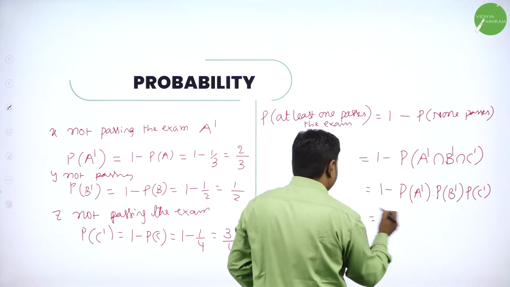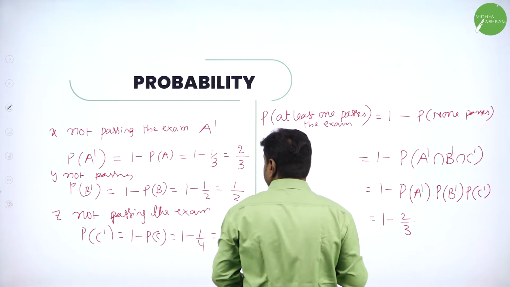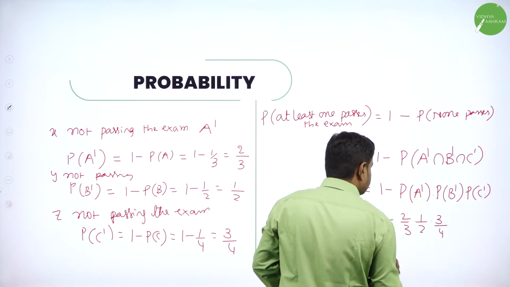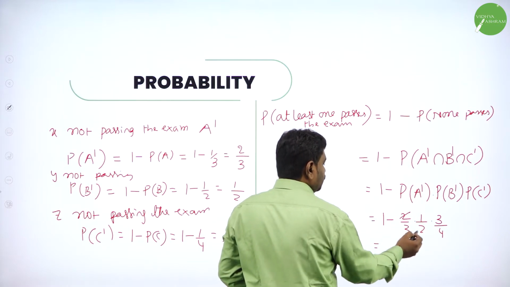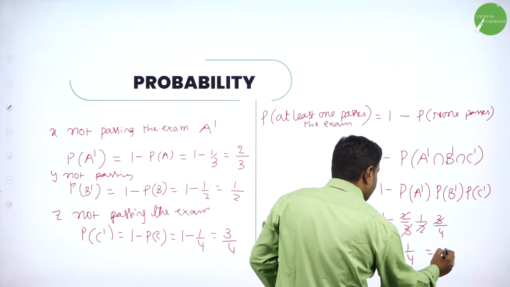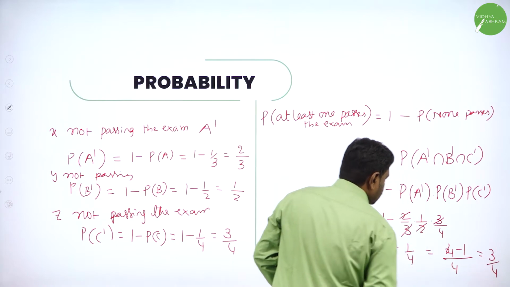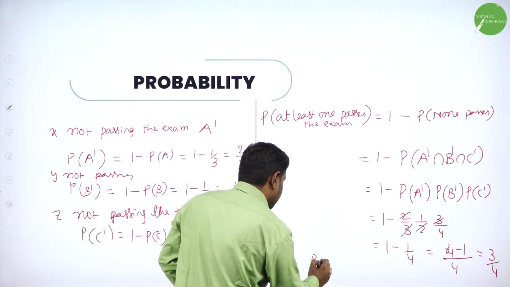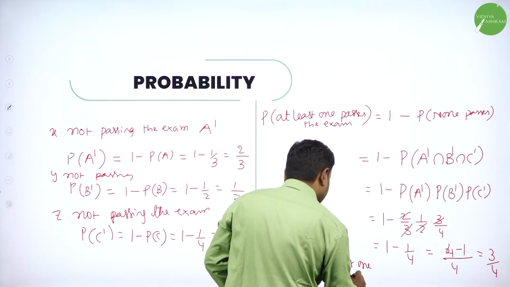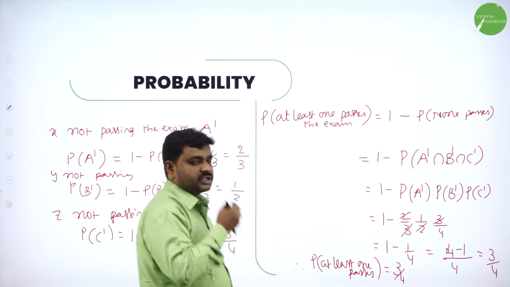That is 1 minus, what is P of A dash? P of A dash is 2 by 3 into P of B dash. What is P of B dash? 1 by 2, into P of C dash, 3 by 4. Then you can cancel: 2 cancels, 3 cancels. You are left with 1 minus 1 by 4. 1 minus 1 by 4, LCM is 4, 4 minus 1, so 3 by 4. So therefore the probability of at least one passing the exam is equal to 3 by 4. So the answer is 3 by 4.